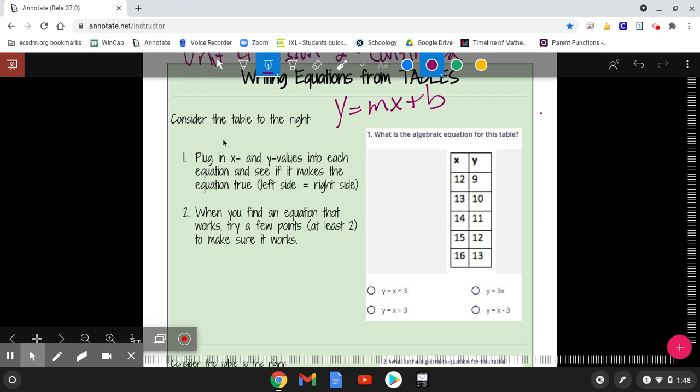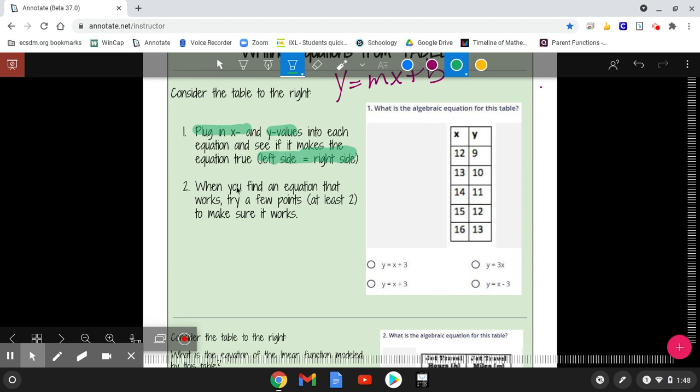So we have different steps for what we do to match a table to its equation. The first step says to plug in your x and your y values into each equation and see if it makes the equation true. What does that mean if the equation is true? The left side of the equation is equal to the right side. When you find an equation that works, try a few points, at least 2 points, just to be sure.